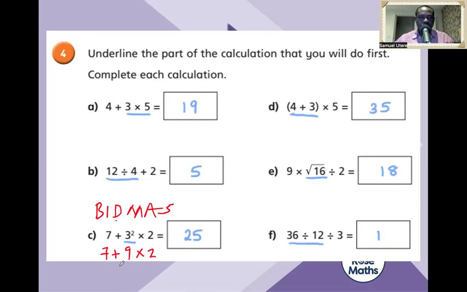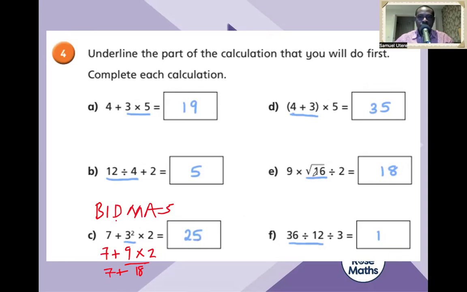Okay, so I advise you, whenever you're doing this, write your calculation in steps so that you won't make mistakes. Now we do 9 times 2, which is 18. 18 add 7. So this first, 7 plus 18, that's 25.